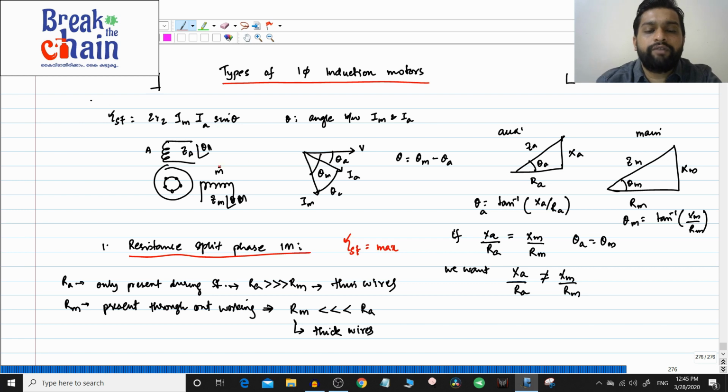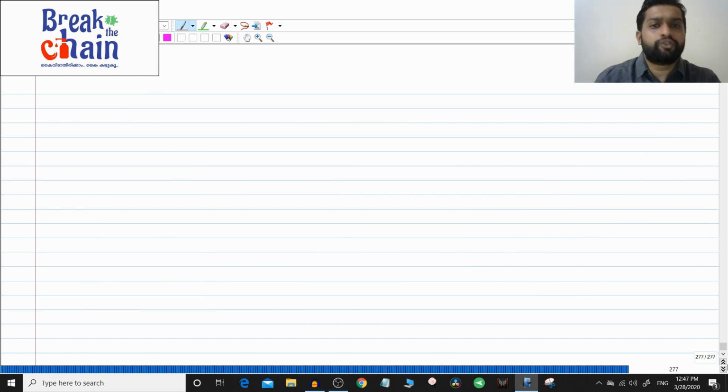So in this case, what we will do, we are putting resistance to the auxiliary winding. So at what particular resistance value you will get maximum starting torque? That is what we are trying to say here. What resistance condition are we getting maximum starting torque? So that is what we have to see. So to find that maximum condition, we have to draw the phasor diagram of this particular circuit.